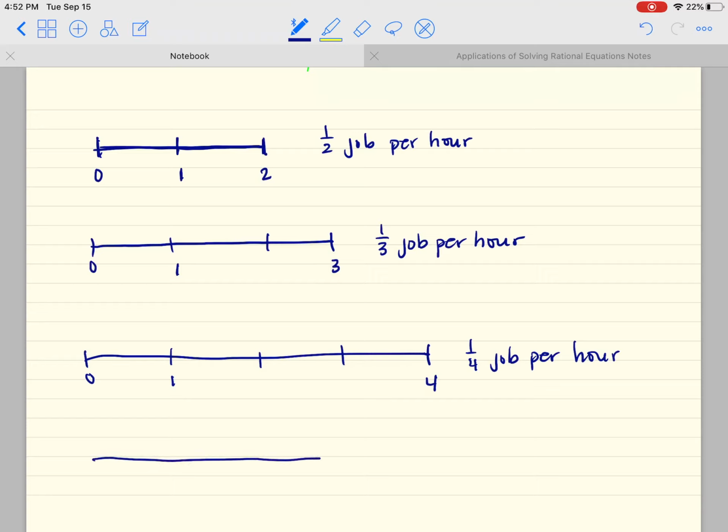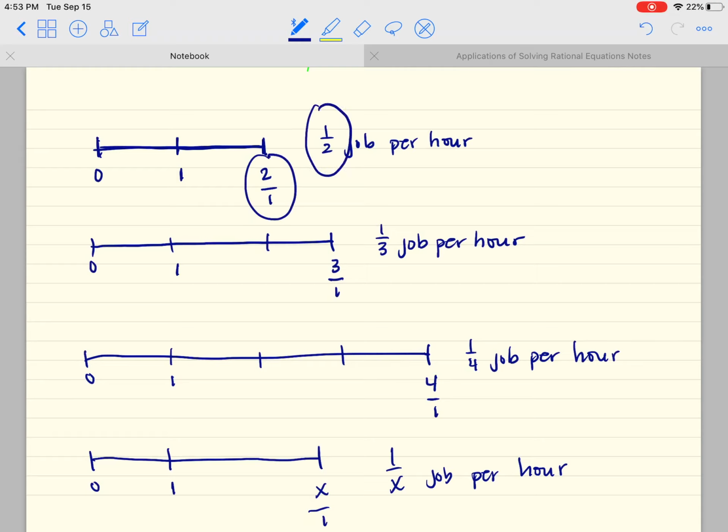Now, what if a job took X hours? How much of the job would be done in 1 of those hours? So for 2 hours, it was a half of a job per hour. For 3 hours, it was 1/3 of the job per hour. For 4 hours, it was 1/4 of the job per hour. So for X hours, it would be 1/x of the job per hour. All we're doing to convert the amount to its related rate is flipping that number over.